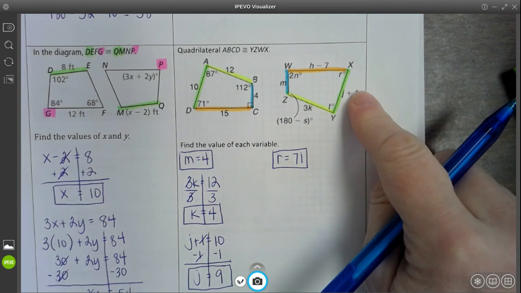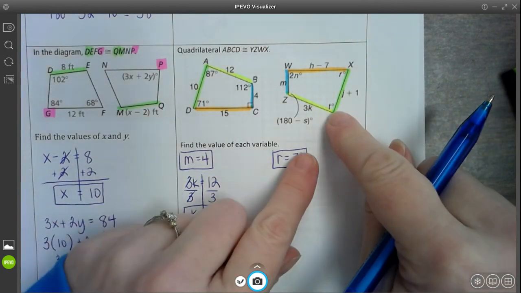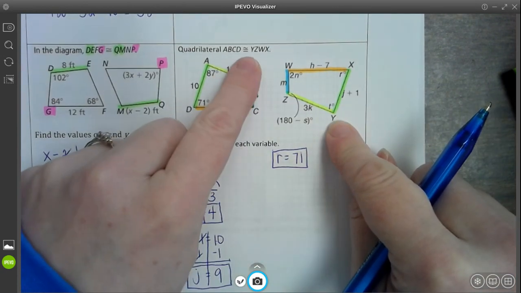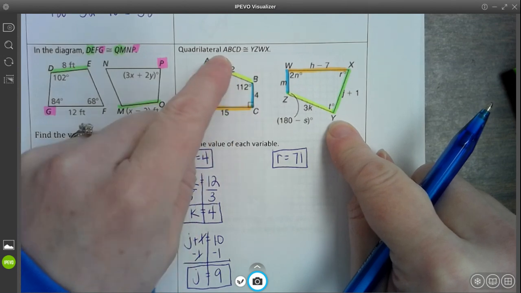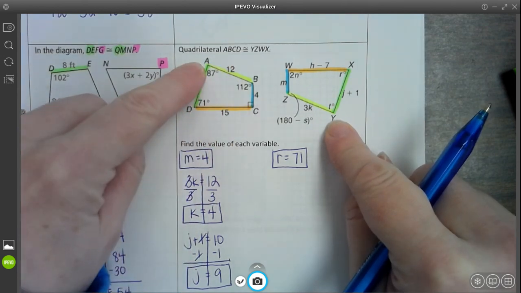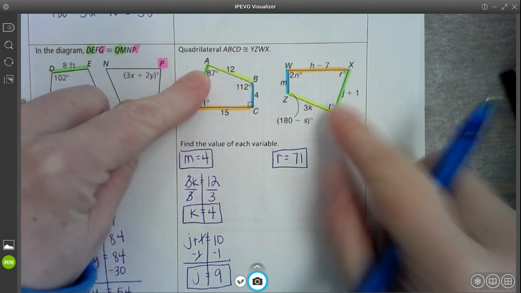Okay, so next I'm going to move on to the T. T is at angle Y. Y is the first letter. The first letter here is A, so Y and A are the same. So that means T has to equal 87.